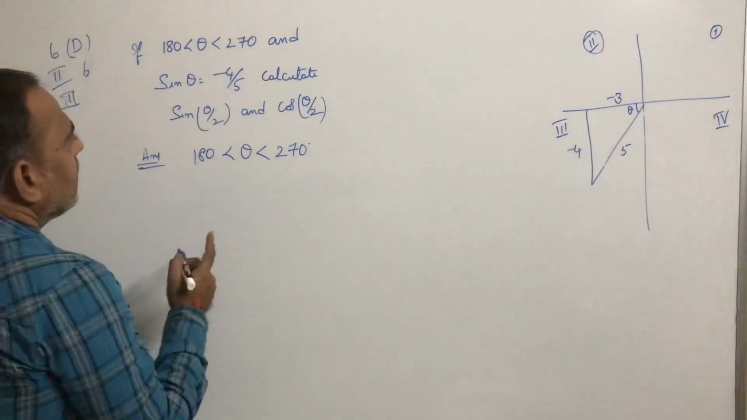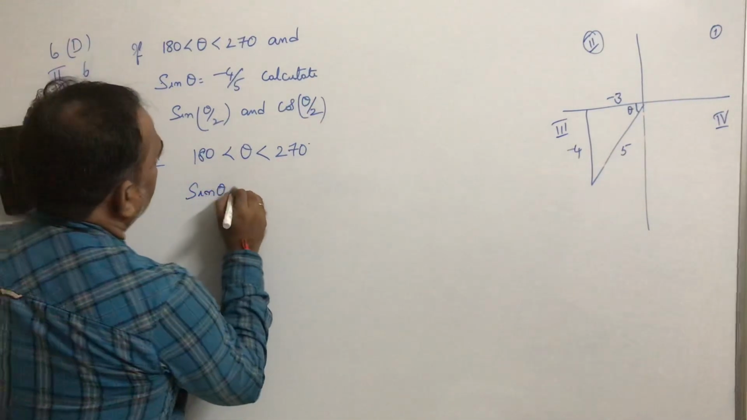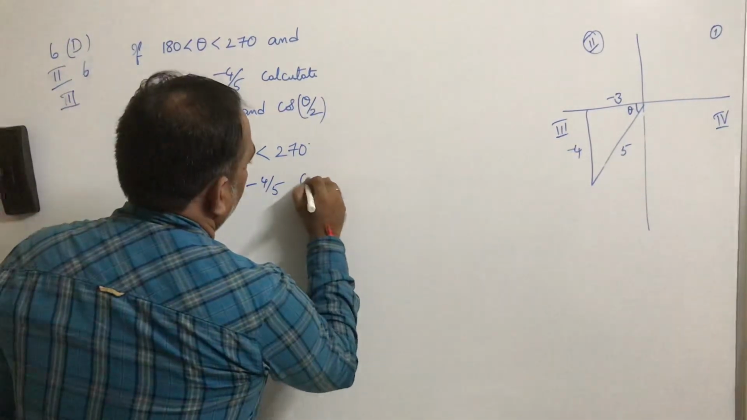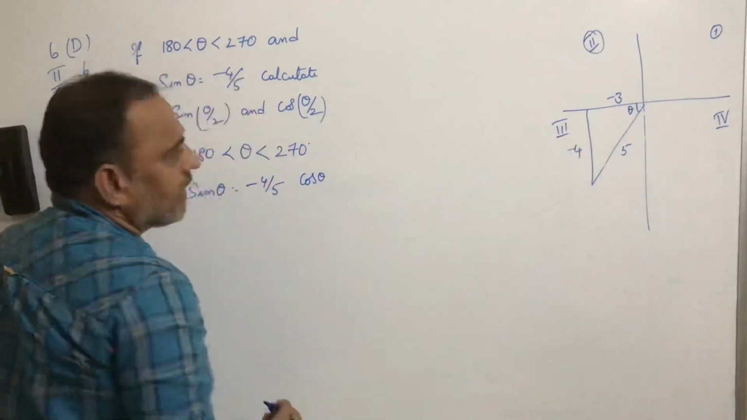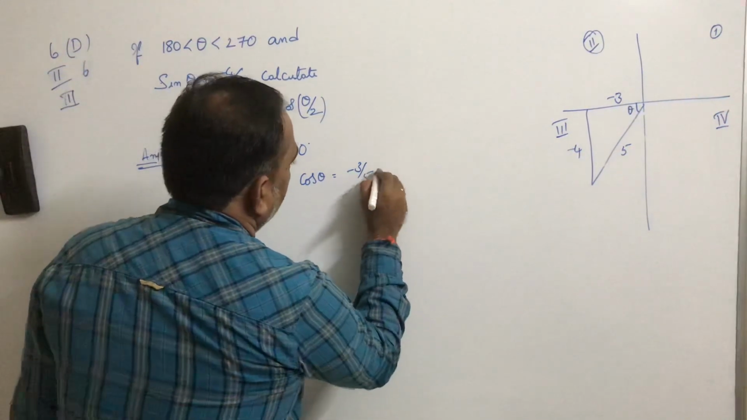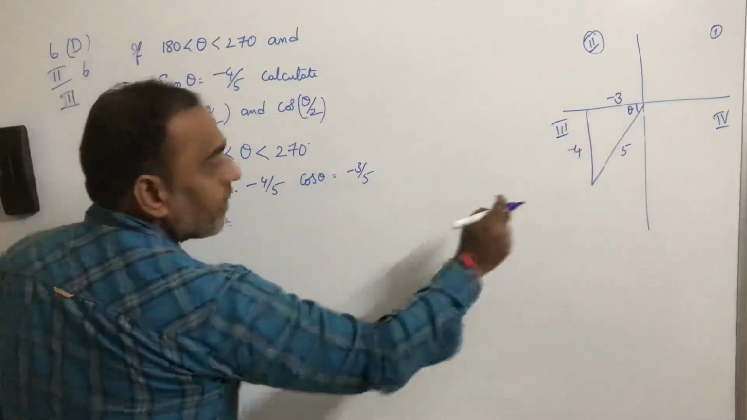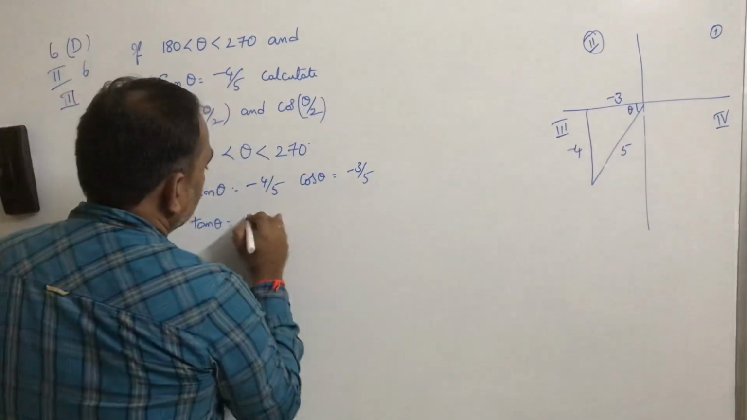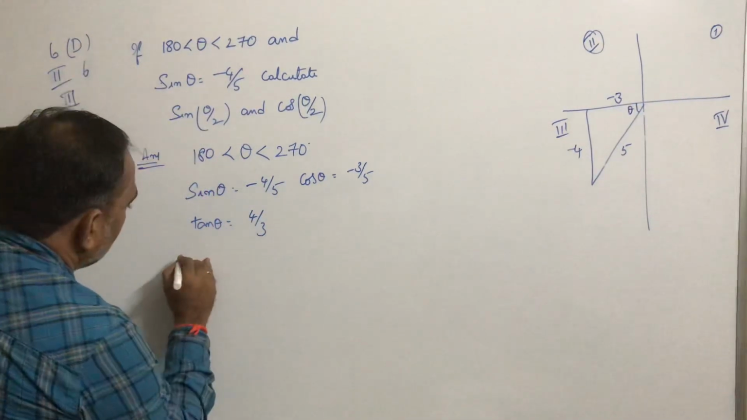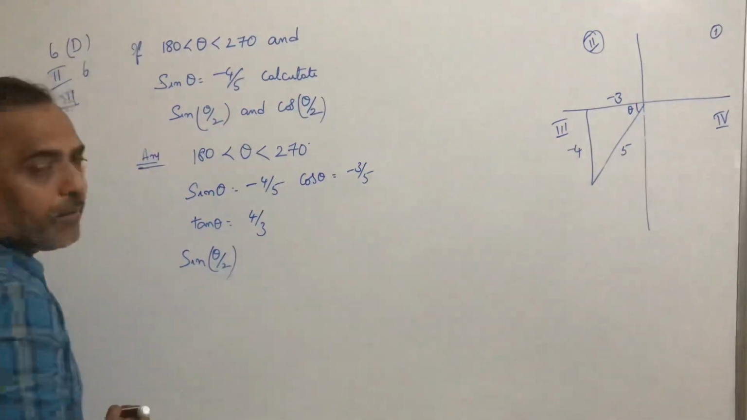Now, based on this, sin theta equals minus 4 by 5. Based on this, what is cos theta? Cos theta equals minus 3 by 5. What is tan theta? Tan theta equals opposite side by adjacent side, that is 4 by 3.